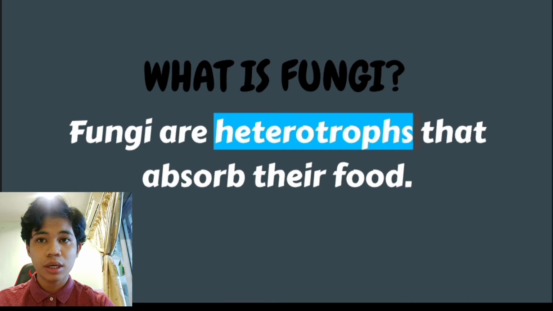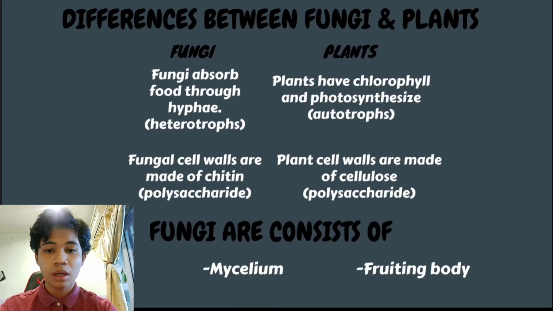Fungi are heterotrophs that are able to absorb their food from their environment, and they are adaptable to it. Fungi also have some similarities and differences with plants. Fungal cell walls are made of chitin, which is a polysaccharide. Plants are also made of polysaccharide, but it is cellulose. The difference is that fungi absorb their food through their hyphae, which is heterotrophic, while plants have chlorophyll and photosynthesize, which is autotrophic.